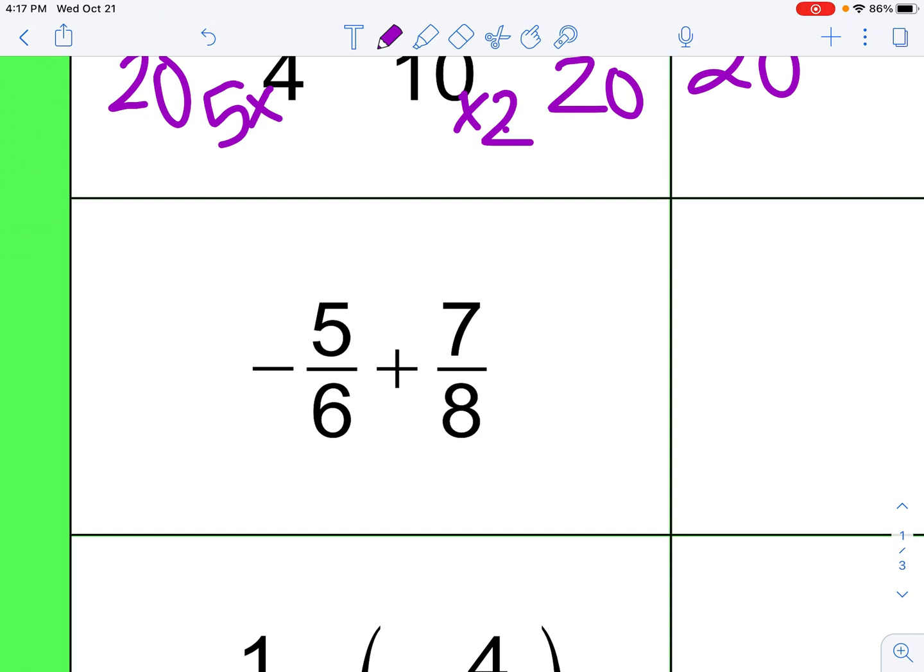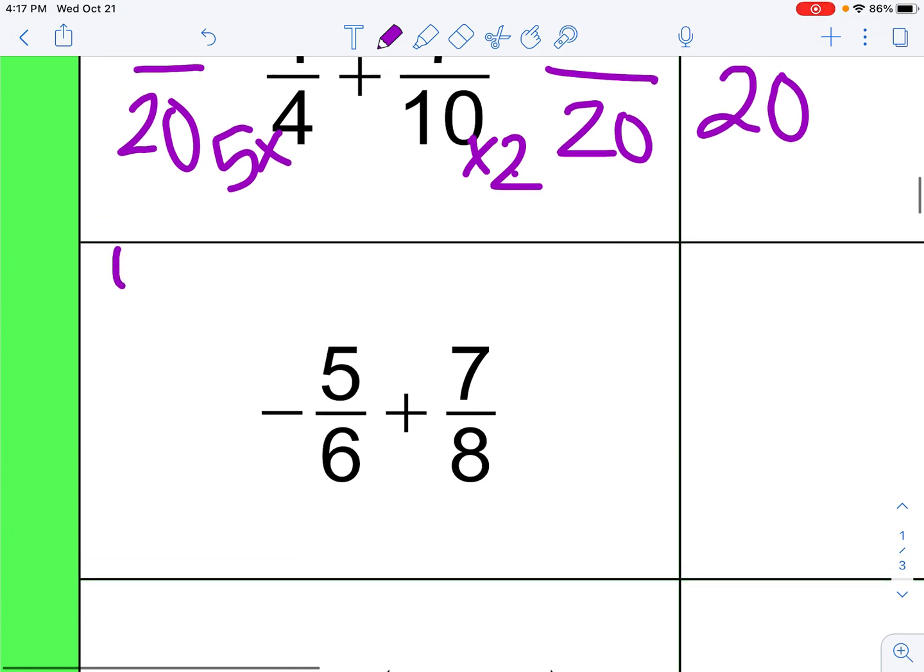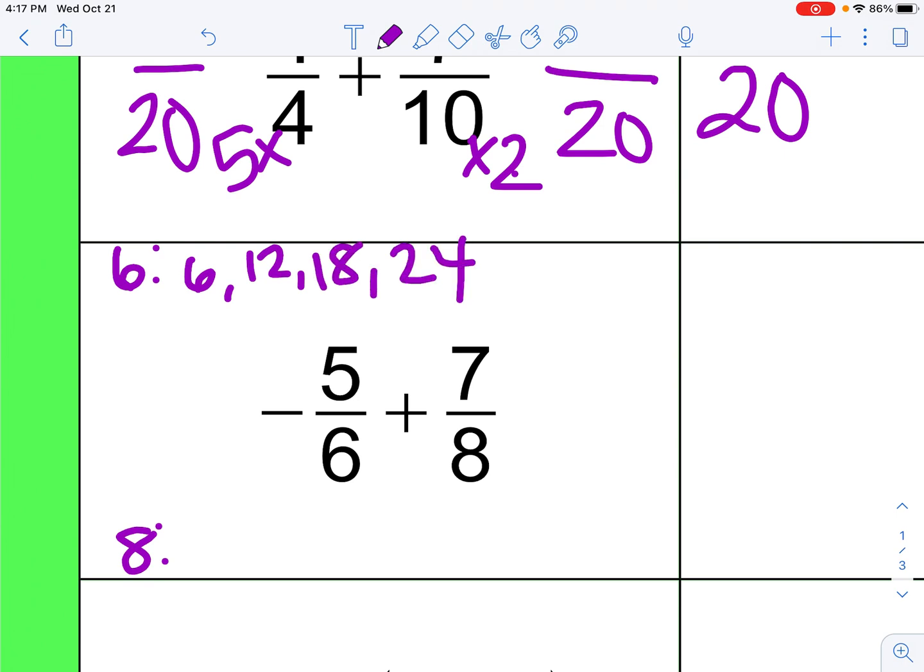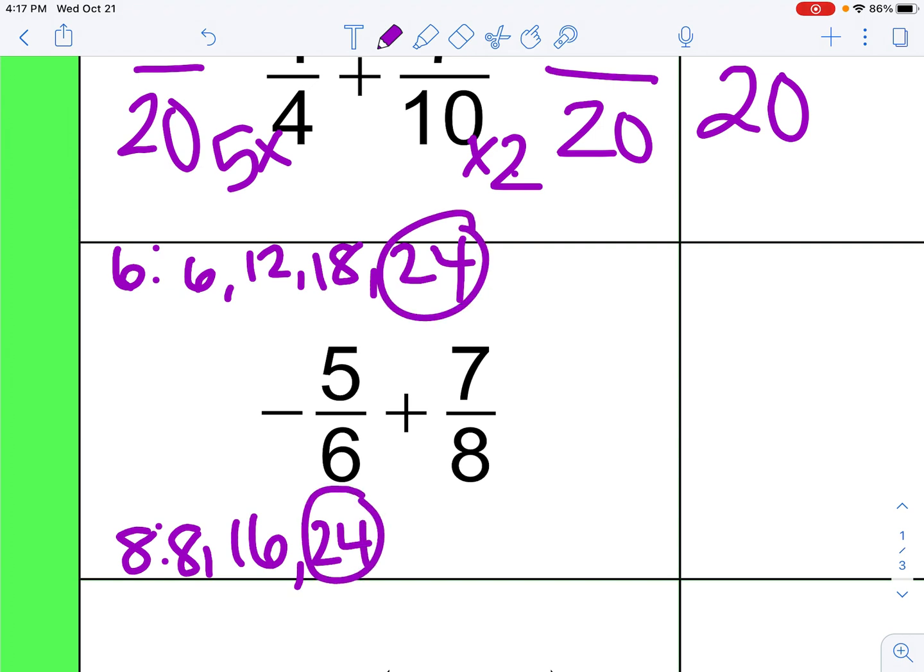-5/6 plus 7/8. So we need to figure out our common denominator. You can do least common multiples. So let's do 6 and 8 down here. 6, 12, 18, 24, 8, 16, 24. So 24 is my common denominator.